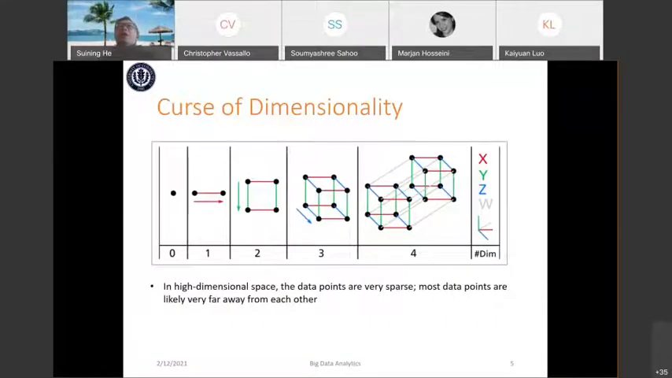Actually, in terms of dimensionality reduction, there is a theory called the curse of dimensionality. So, sorry, there's some... Is the screen okay?